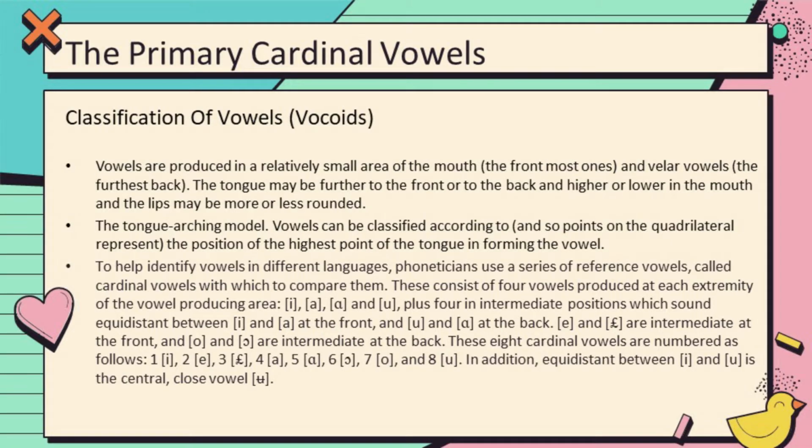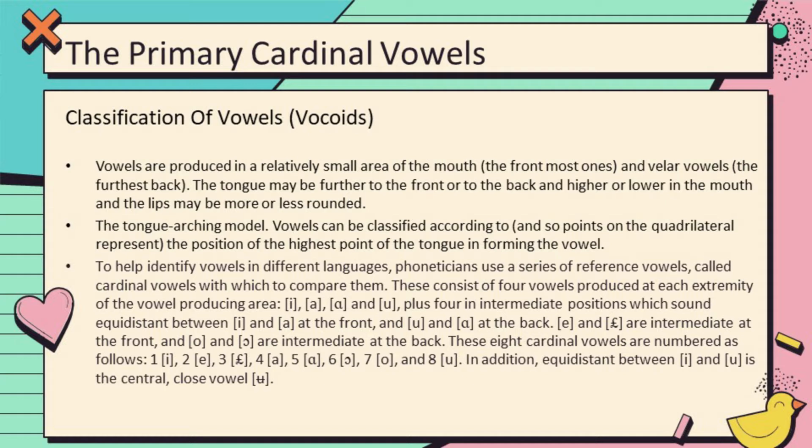Classification of vowels. Vowels are produced in a relatively small area of the mouth, the frontmost one, and velar vowels, the furthest back. The tongue may be further to the front or to the back and higher or lower in the mouth, and the lips may be more or less rounded. Vowels can be classified according to the tongue arching, and the point on the quadrilateral represents the position of the highest point of the tongue in forming the vowel.